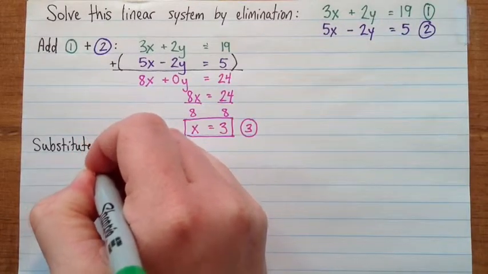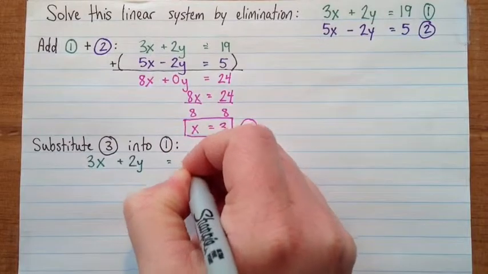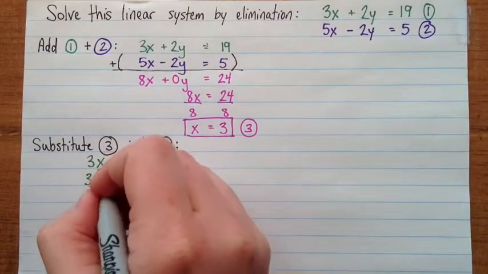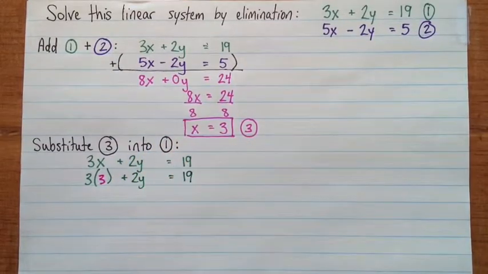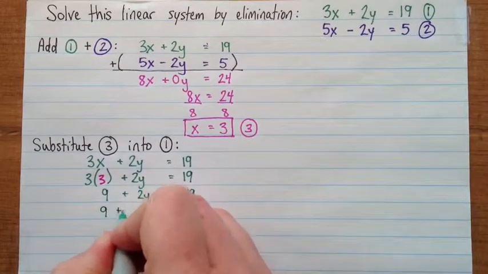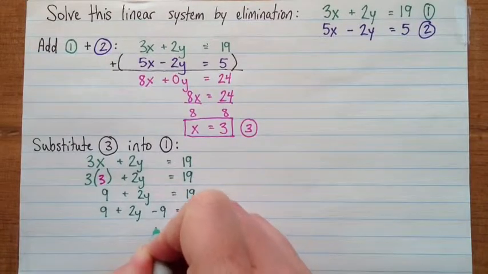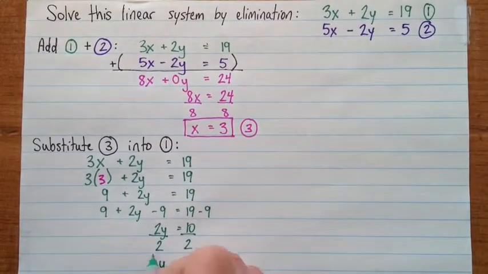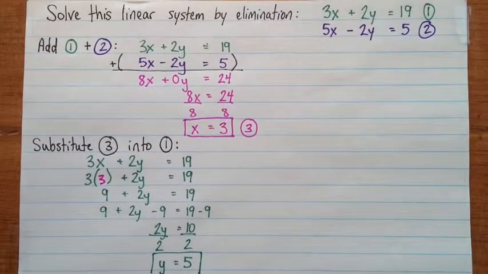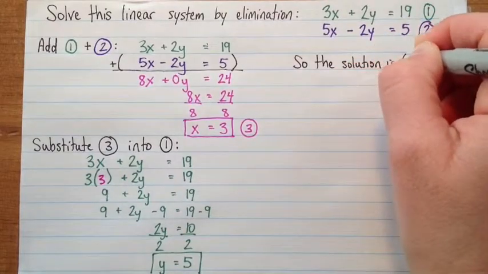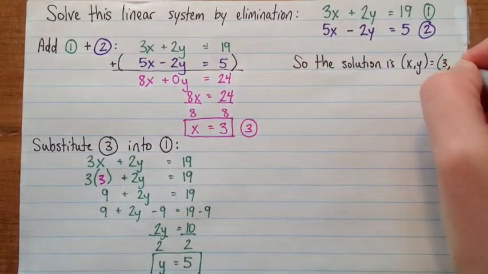So here we had 3x plus 2y equals 19. That's 3 times my x value from equation 3, which is 3. So there I've got 9 plus 2y equals 19. I'll subtract 9 from both sides. Got 2y equals 10, and then divide by 2, we have y equals 5. So there we go. This is the solution, and I still have to check it. So the solution is x equals 3 and y equals 5.